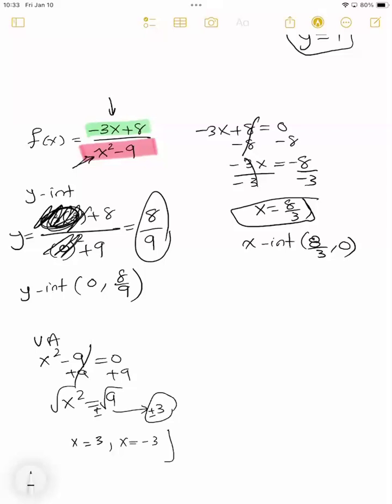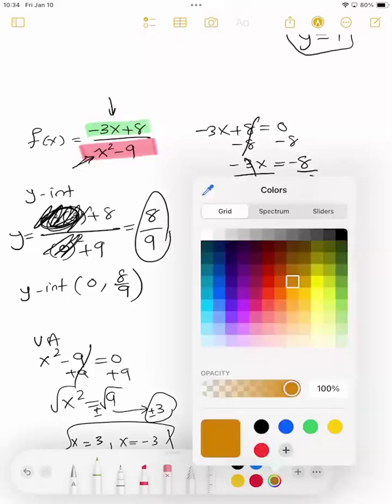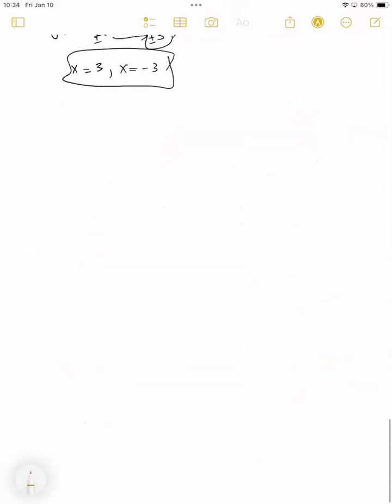So write 2 equations. To find a horizontal asymptote, keep the leading term from the top. This is your leading term, negative 3x. This is the leading term from the bottom. Compare. 1 is smaller than 2. That makes the horizontal asymptote 0. And that's the end of it.